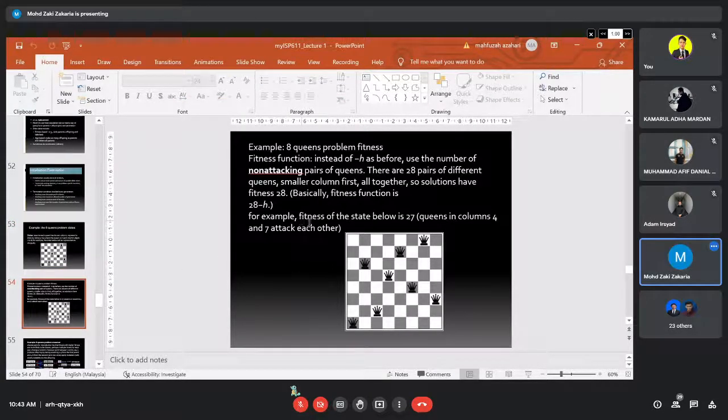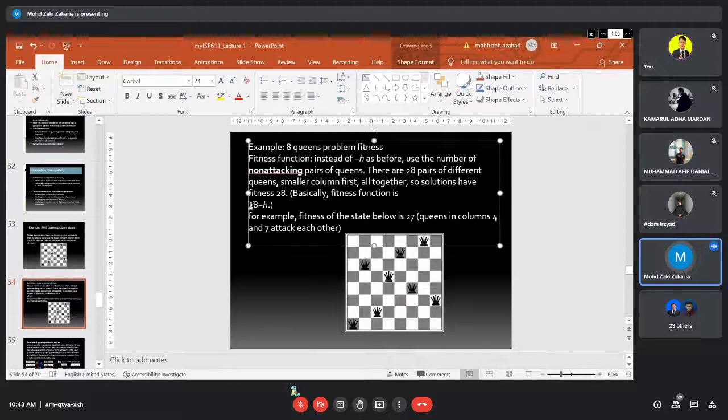Then the formula or mathematical fitness function, mathematical expression, mathematical representation for this case ni is ni lah, 28 minus h. H mean number of non-attacking pair of the queen.